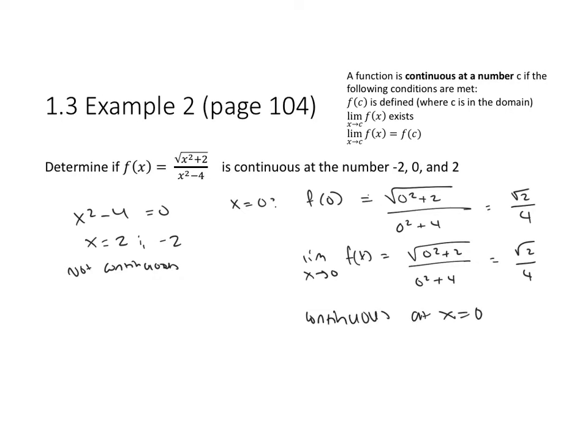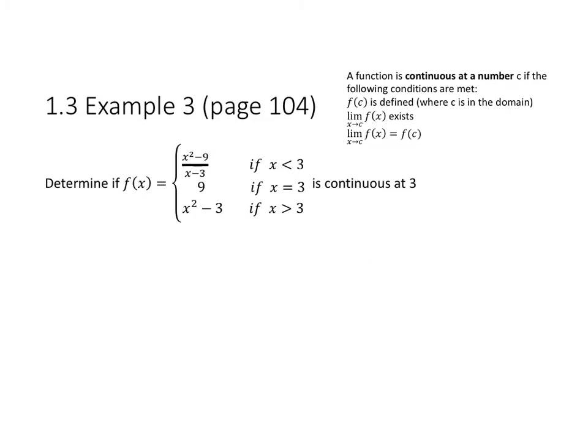So this example is a good problem that points out that we have certain points of a function that we may be discontinuous at and certain points of a function that we may be continuous at. Alright, let's take a look at example 3 on page 104.